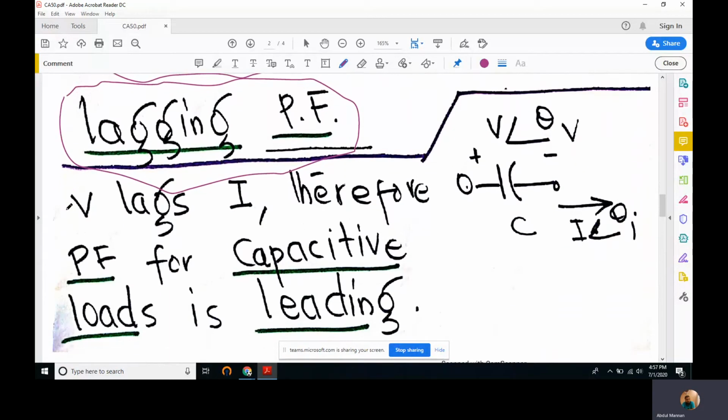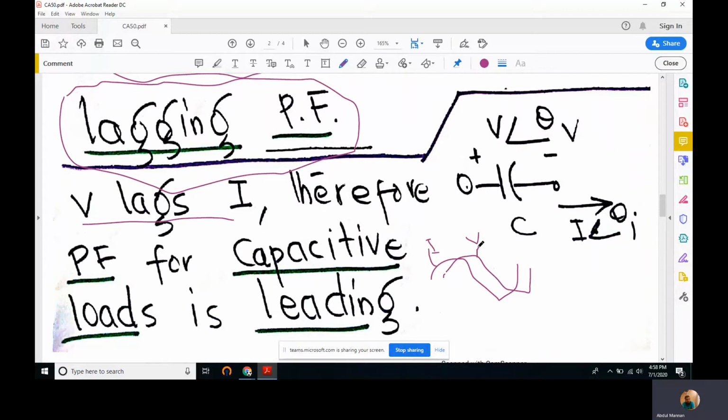For a capacitive load, it is opposite. V lags I. If this is the waveform for current, the waveform for voltage is this one, and this is the waveform for current.